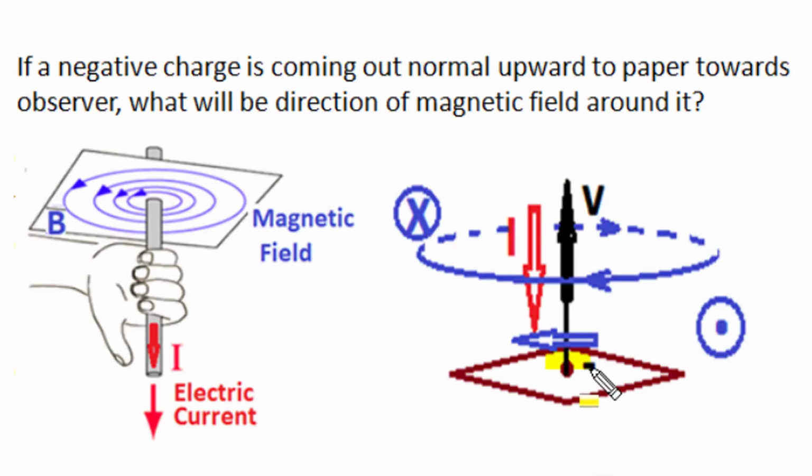If a negative charge is coming out normal to this paper plane in upward direction, then we have to find the direction of the magnetic field around this moving charge. So we know current is directed in the direction of positive charge movement, and for negative charge movement in this direction, current is directed in the opposite direction as shown by the red arrow. And if we use the right hand thumb rule and the thumb of the right hand is pointed in the direction of current, then the curl of the right hand fingers indicates the direction of the magnetic field around this conductor in clockwise direction.